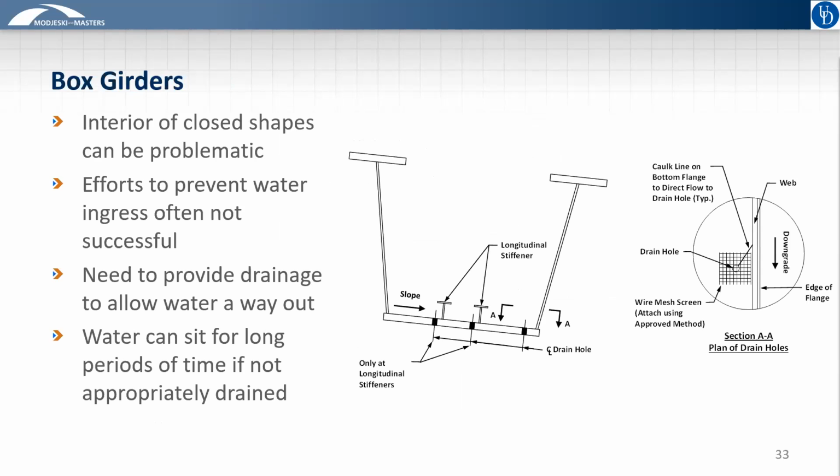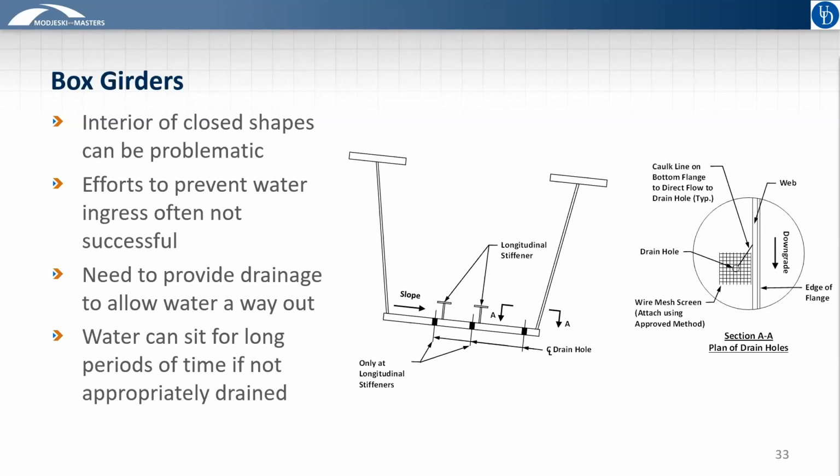Box girders are something of a challenge to ensure that they perform adequately. The interior of such closed shapes, either box girders, box columns, anything like that, can collect water. And it can remain wet for long periods of time because there's very little airflow through there to evaporate the water. In the past, there have been many designs that have tried to completely prevent water from entering the girder, and that often has not worked well. So sealing the closed shapes completely against water ingress typically is not successful.